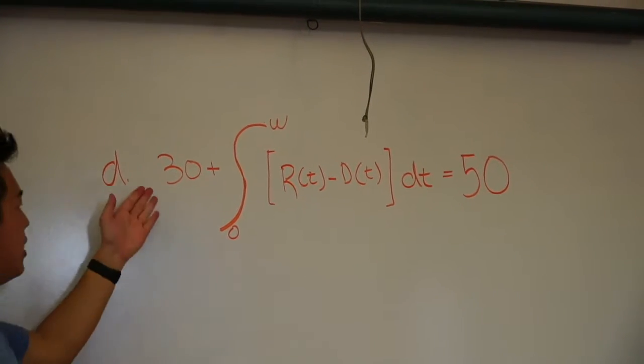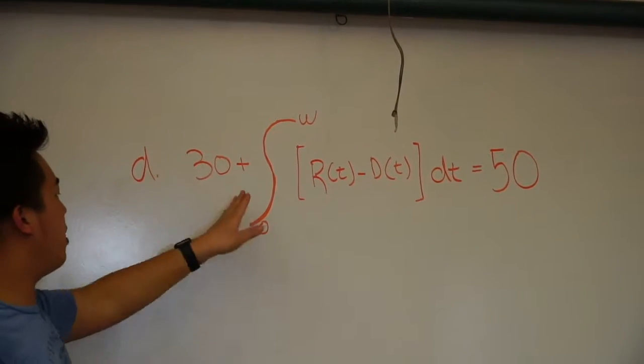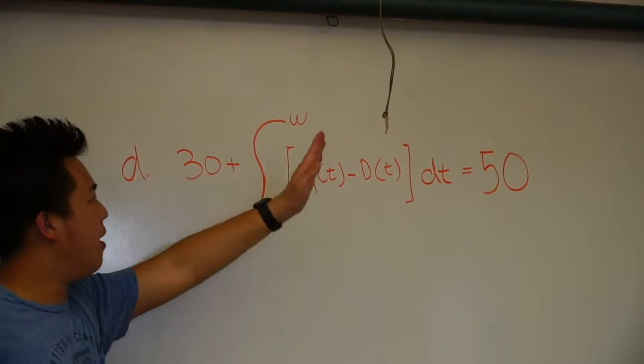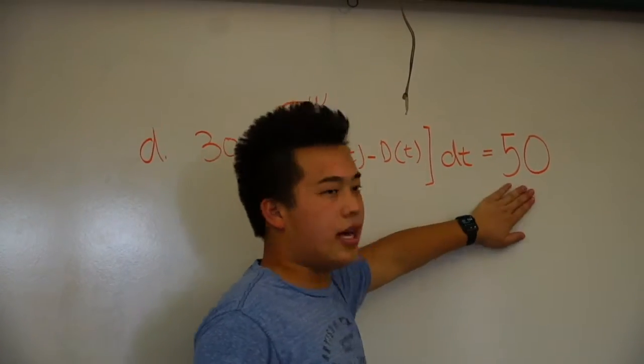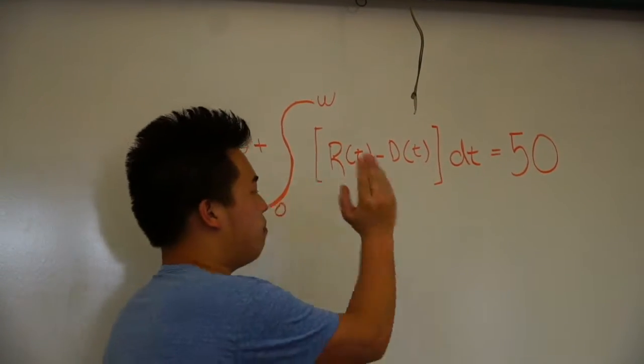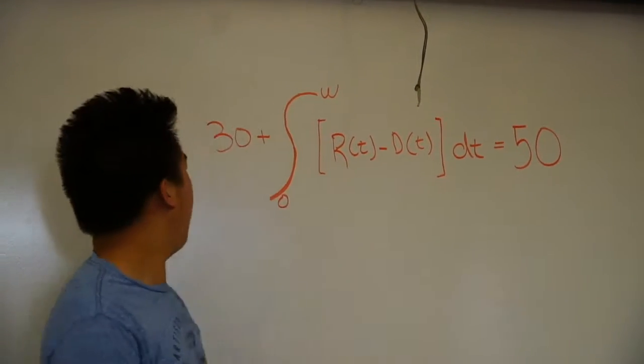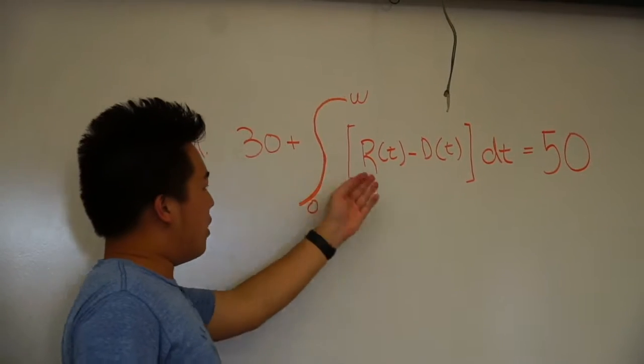So, our solution for problem D is 30 plus the integral from 0 to w of r of t minus d of t, dt, equals 50. Now, why? 50 is when it will overflow, so we are looking for it to be set to 50. I have done that right there. And then we are going to take the integral of these rates.